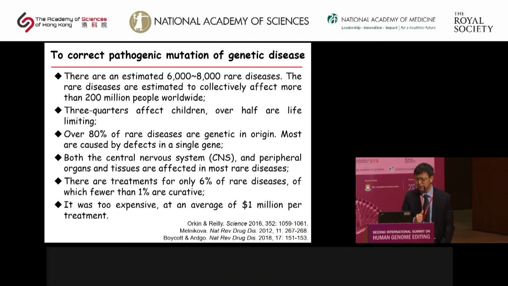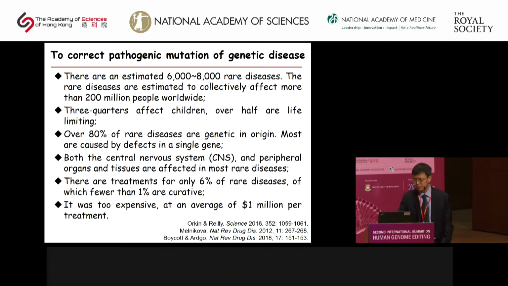Also, both the central nervous system and peripheral organs and tissues are affected in most rare diseases, and there is treatment for only 6%, and even less than 6%, of rare diseases, of which fewer than 1% are curative. And also it is too expensive, with an average of $1 million per treatment.